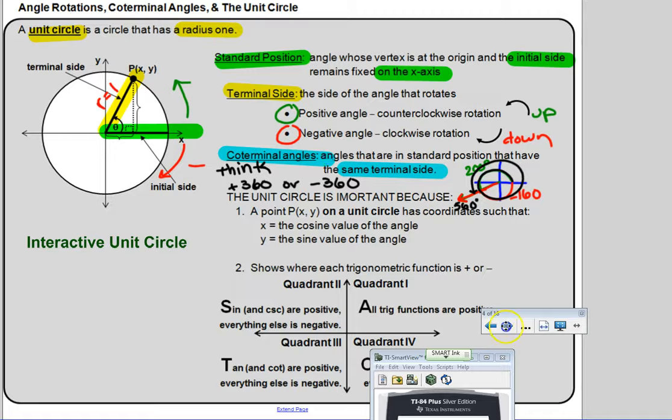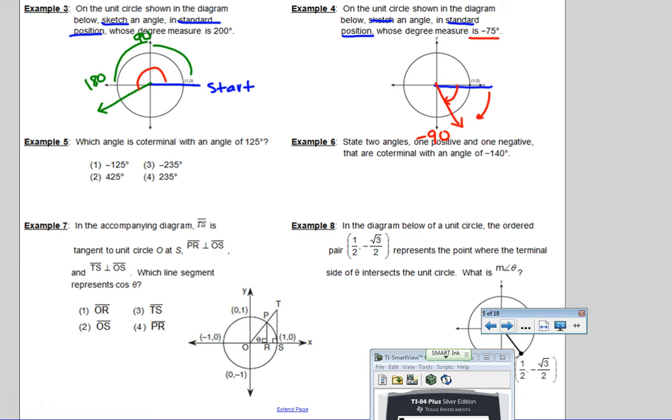All right, so now we're going to go back to our problems and try doing these type of angles, coterminal. So problem 5, which angle is coterminal with an angle of 125? Now, you can do this in one of two ways. You can either sketch a picture for all 4 choices and see which ones land in the same spot, or we can do the circle method. I'm going to do it both ways so that you can have an idea.